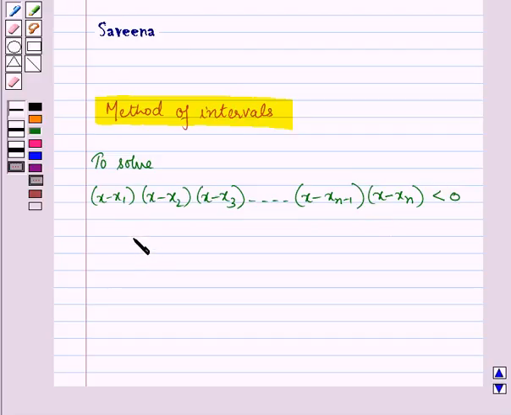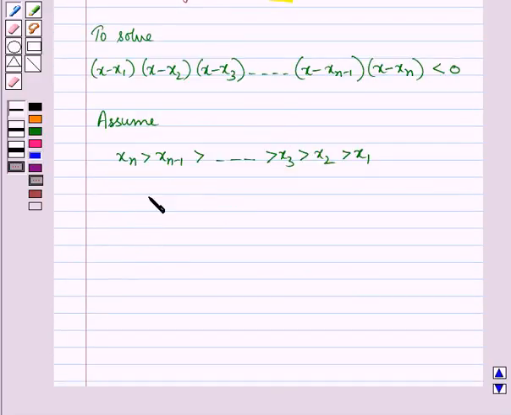Then first of all we will assume that xn is greater than xn minus 1 is greater than and so on is greater than x3 is greater than x2 is greater than x1. Now we will plot these points on the number line.